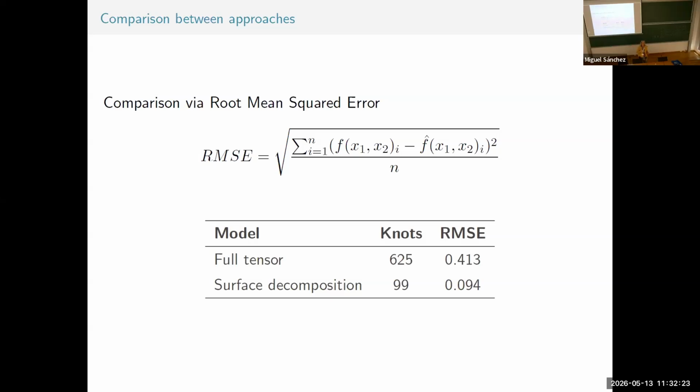Then you guarantee identifiability. But the other key point about the identifiability is that the basis for the interaction is nested for the basis of the main effects. Otherwise, you cannot guarantee the identifiability.